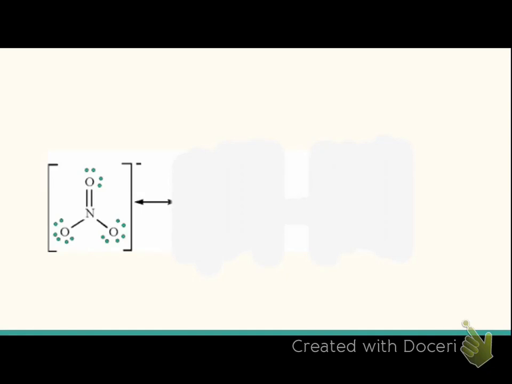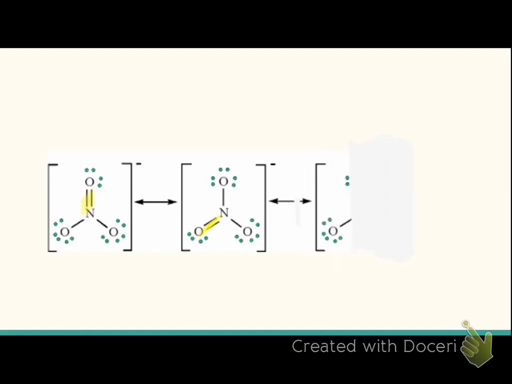So I have my double bond here in this situation, which can be found between the top O and the nitrogen. However, that's not what we want. We could have also had it between the nitrogen and this O here. But we could also have it between the nitrogen and this O here. So I have to draw all three because all three are options.